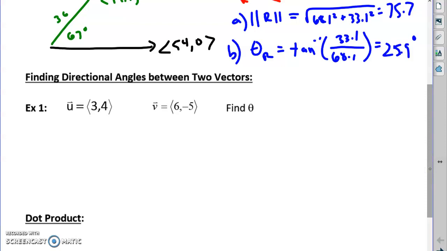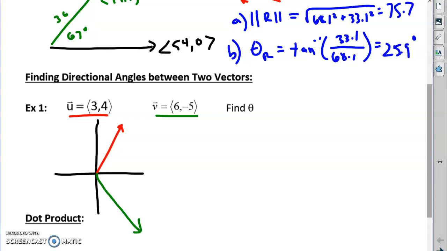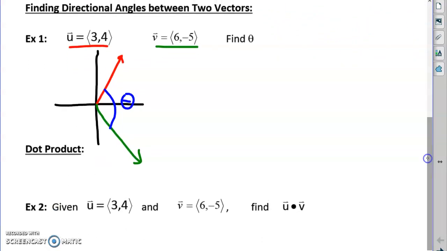All right, new tool, something very different. Finding the angle between two given vectors. Let's get a visual. Vector u, 3, 4. Vector v, 6, negative 5. I want to find this theta right here. There's a tool in our toolbox we're going to use, okay? It uses what's called the dot product.